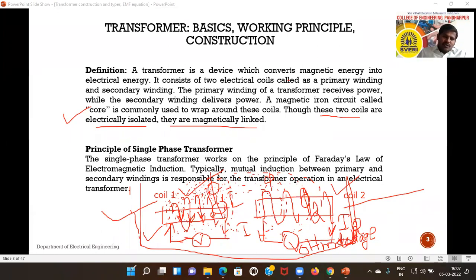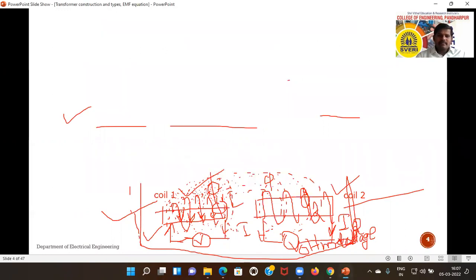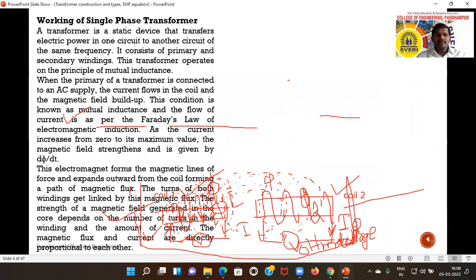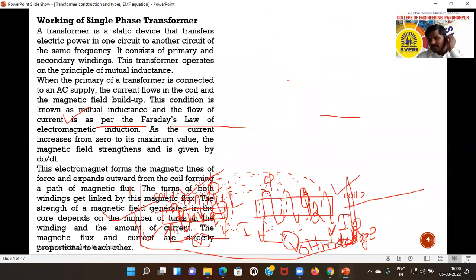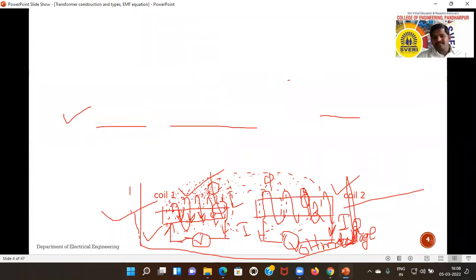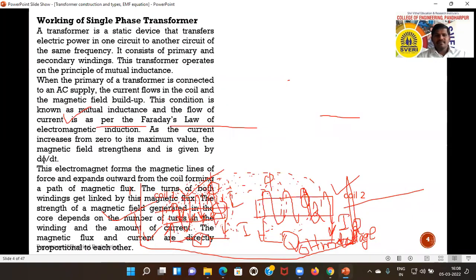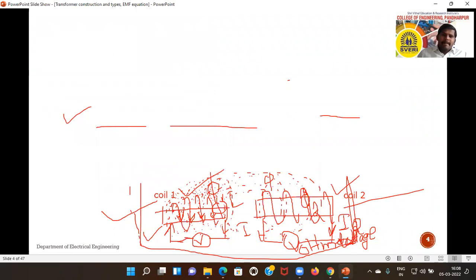Okay, so all of you getting mutual induction principle? Hello, लक्षात आलं का? Give me reply. Yes, sir. See, we will see again in details.